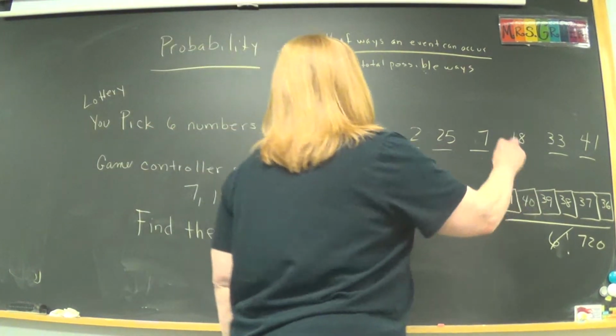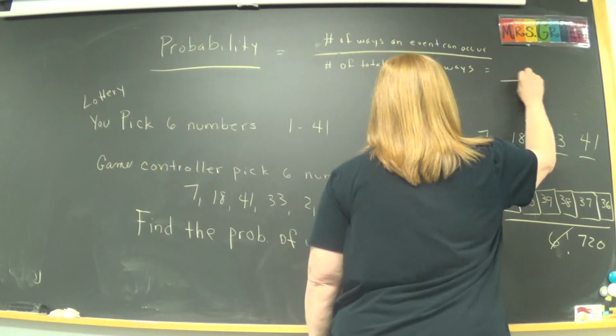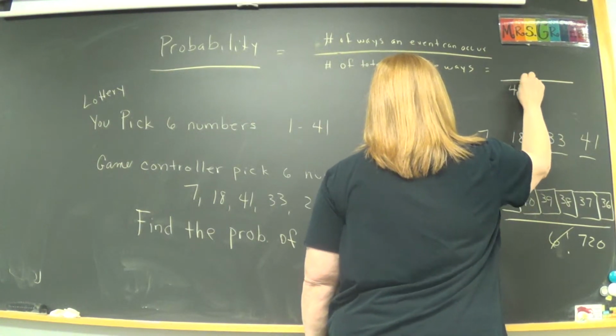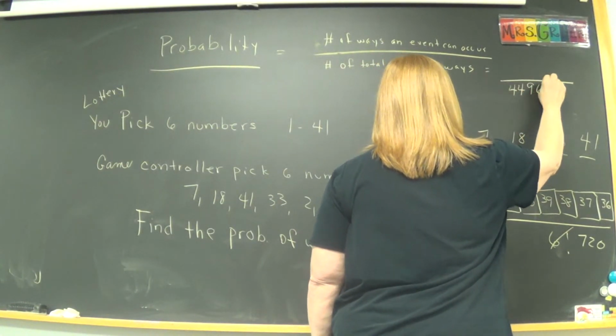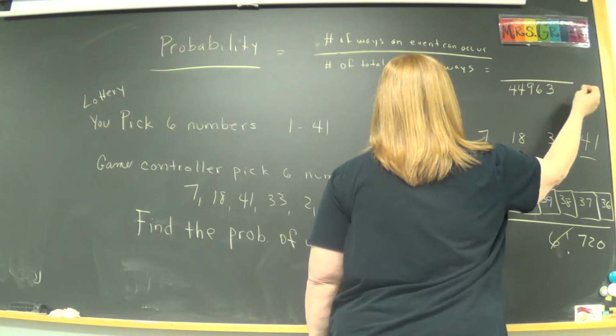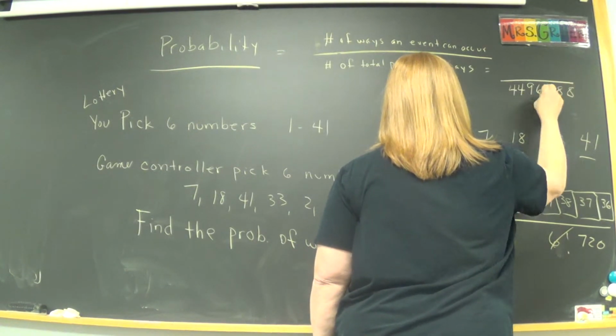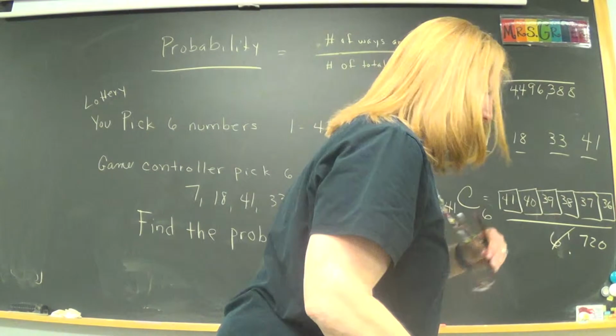All right, what did you get, Allie? We'll test it against others. 4, 4, 9, 6, 3, 8, 8. That's what I got. All right, let's see if that's what I got. It is.